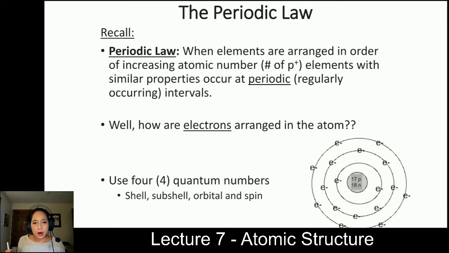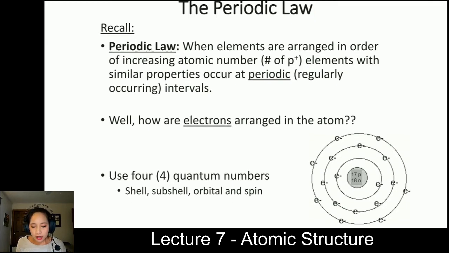We've arranged our elements in terms of their number of protons. Well, now how are electrons arranged in the atom? How can we use the periodic table to our advantage to locate where an electron is? Because we've been talking about this ladder analogy, and how in the lowest energy level, electrons are closest to the nucleus, and electrons in higher energy levels are further away from the nucleus. Well, how can I actually determine where exactly an electron is?